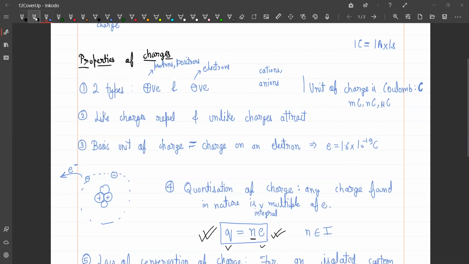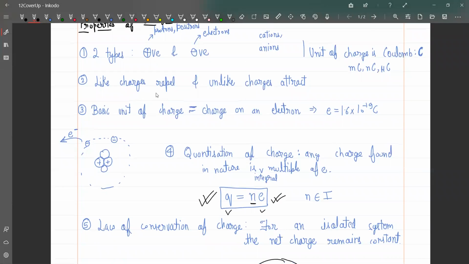Also, 1 coulomb can be defined as 1 ampere current passing in 1 second. We know that like charges repel and unlike charges attract each other. The basic unit of charge, the charge on an electron, is 1.6 into 10 raised to minus 19 coulomb. You better remember this result.